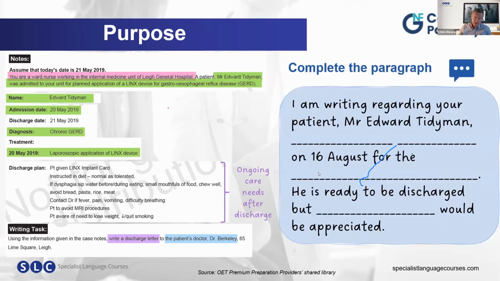Good. So now we can write our purpose paragraph. So, can you complete the paragraph? I am writing regarding your patient, Mr. Edward Tidyman.